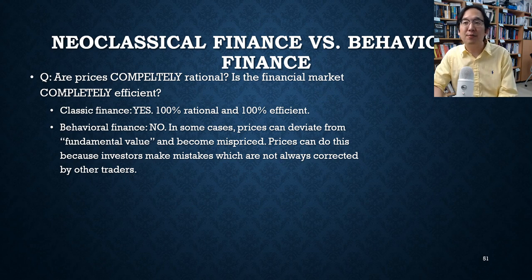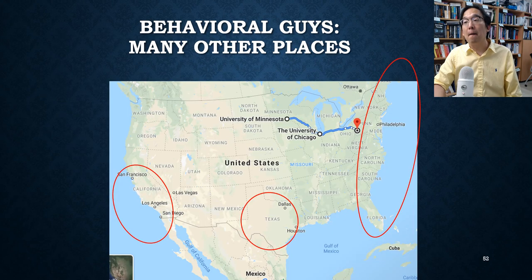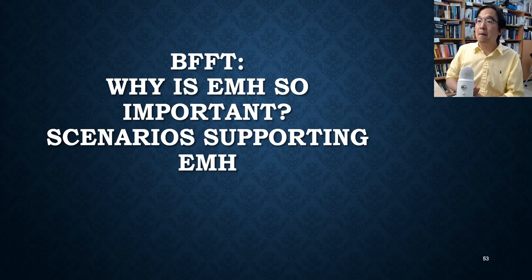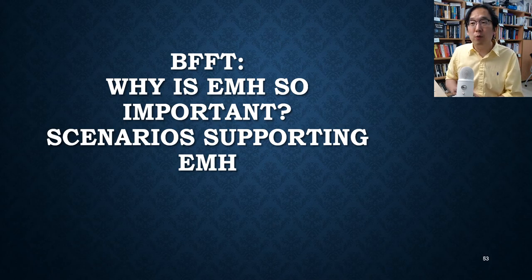Now, behavioral finance guys, to this argument, they say no. In some cases, prices can deviate from fundamental values and become mispriced. And prices can do this because investors make mistakes, which are not always corrected by other traders. It does not get corrected immediately. And there's some pattern you can predictably see, and it just does not go away. So that's that.